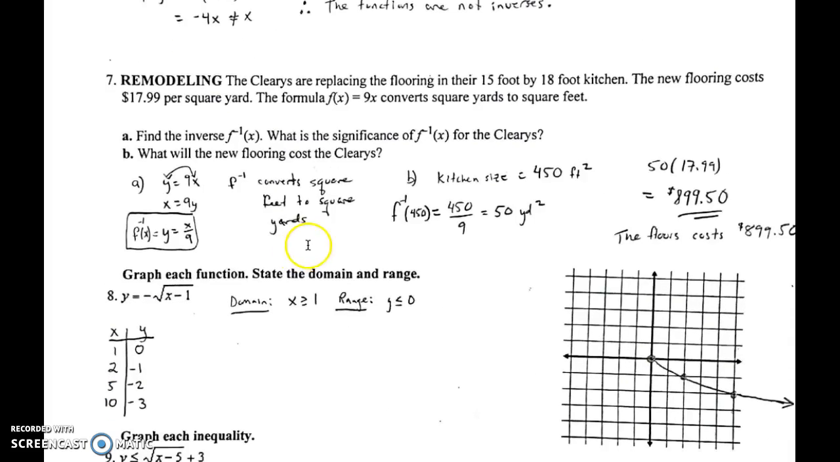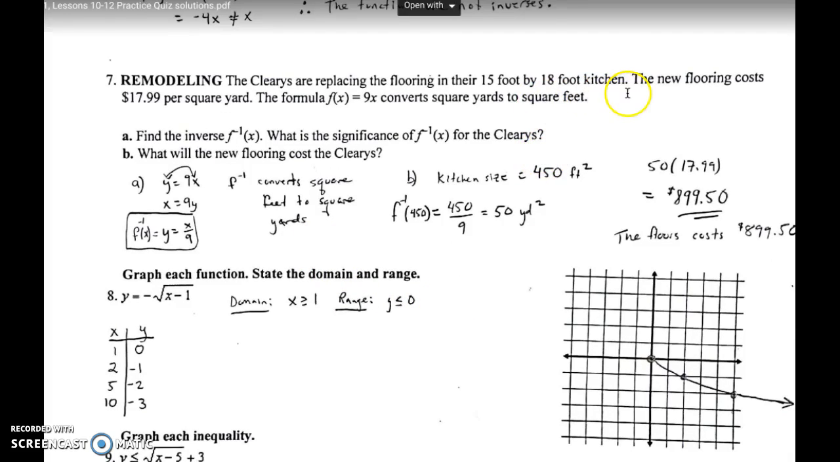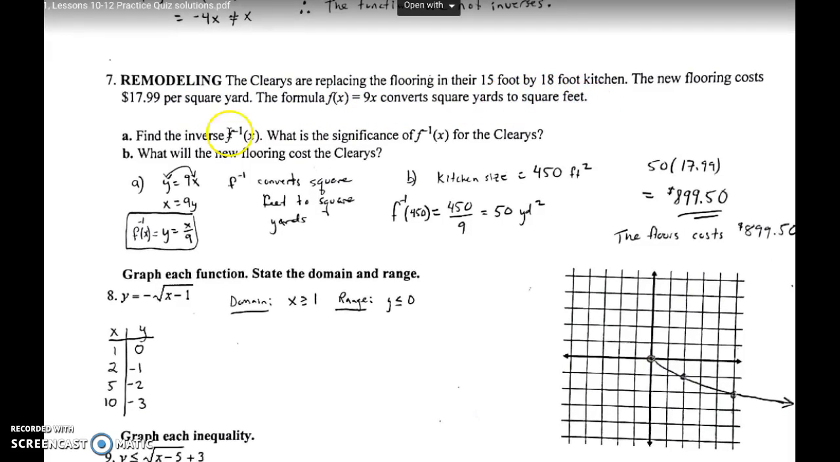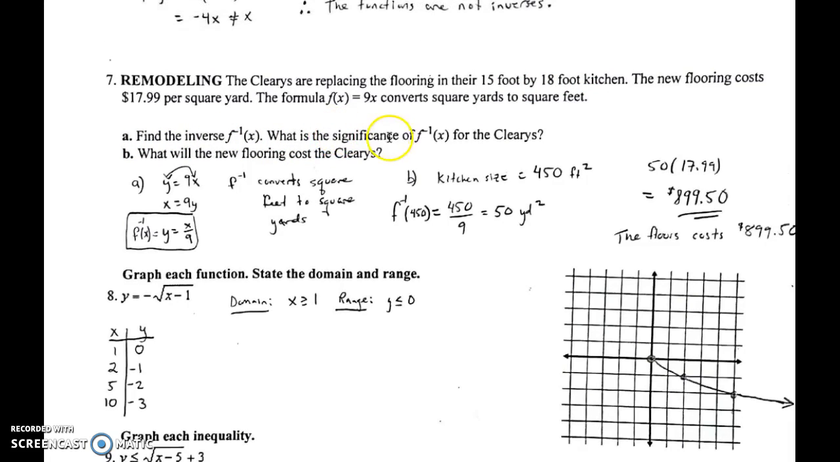Question 7 says the Clearys are replacing the flooring in their 15-foot by 18-foot kitchen. The new flooring costs $17.99 per square yard. The formula f of x equals 9x converts square yards to square feet. Part A, find the inverse, and then what is the significance of the inverse for the Clearys.